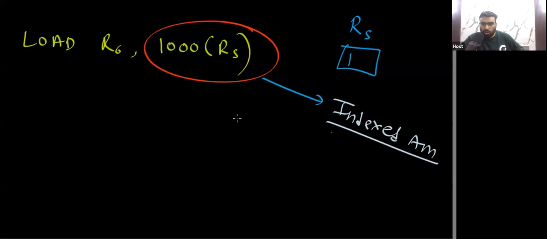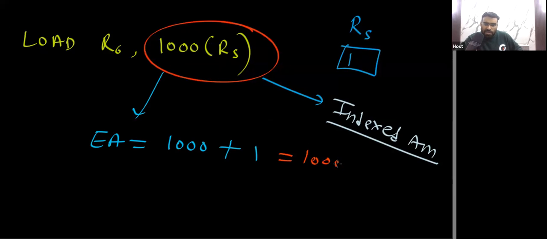Indexed addressing mode. Okay, there are two things here. We call this A, and this is your address. This is your register. So what will be the effective address here? That will be 1000 plus the content of RS, which is 1. Remember, this will be the effective address.